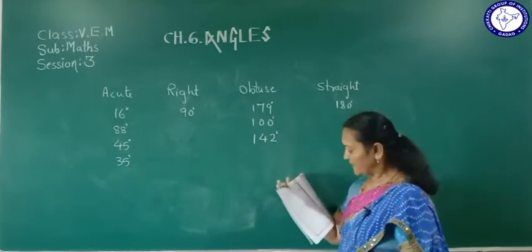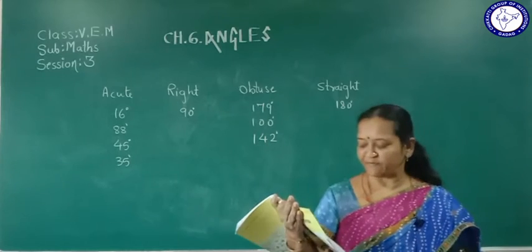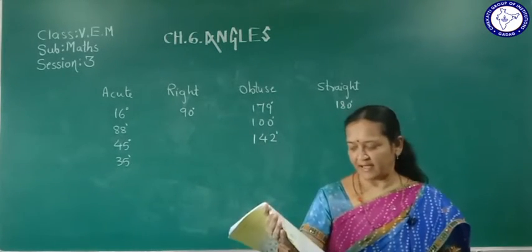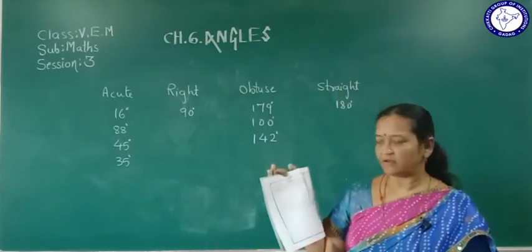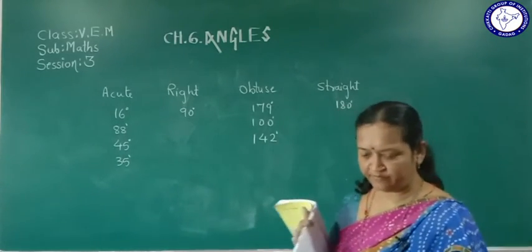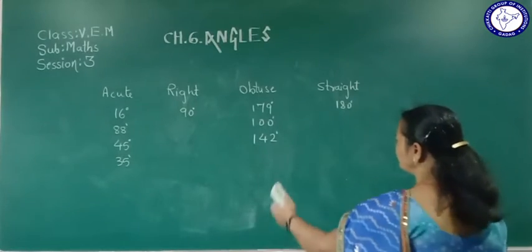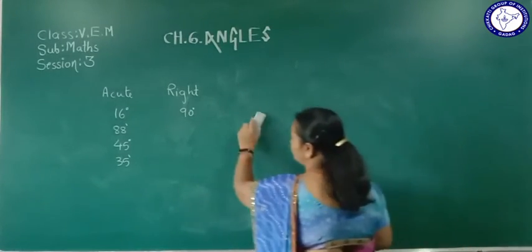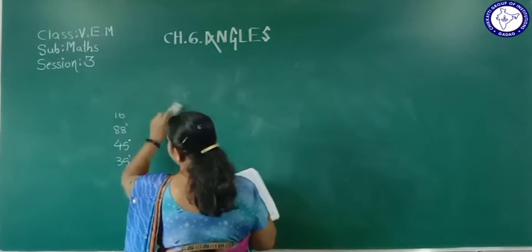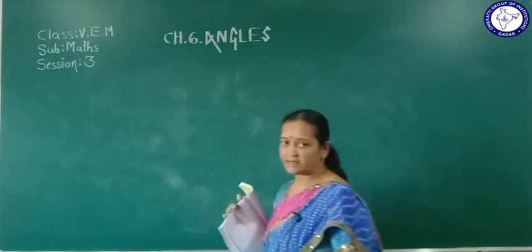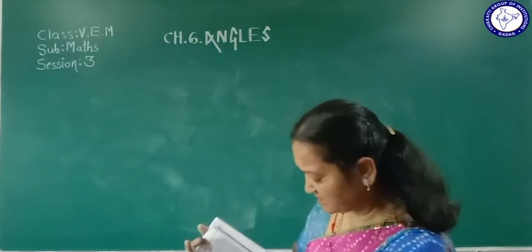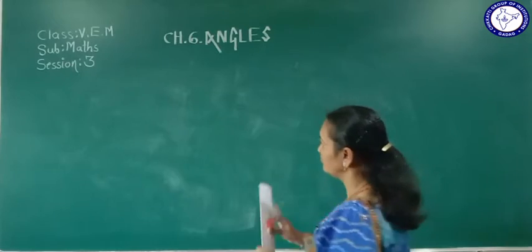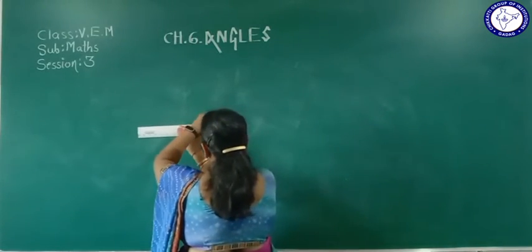Okay. Now estimate the measures of the following angles, verify by measuring them and name the type of angles. Now here first figure is given. First we have to simply tell one number, which type of angle it is, and then we should measure accurately. So here first figure is given like this.